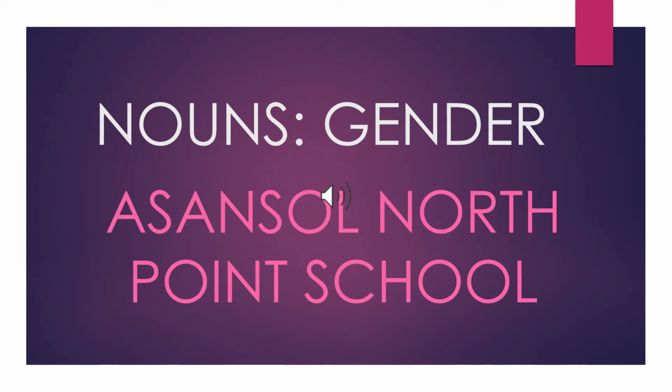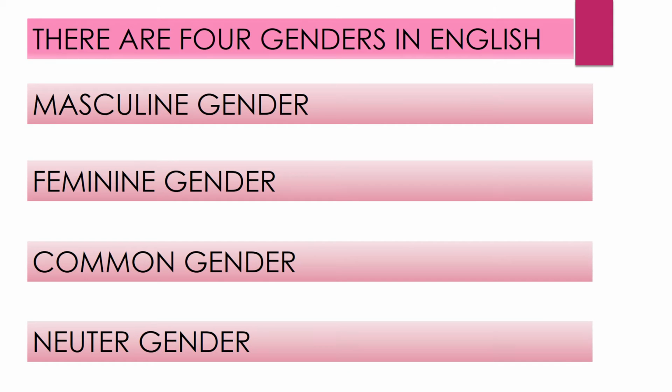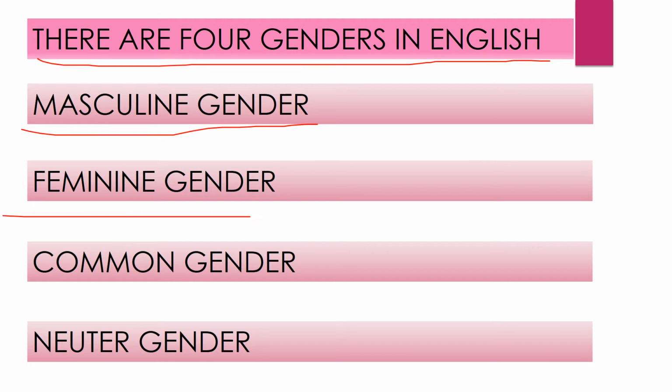Alright, so we have been studying from our childhood days about the genders. We have been studying that there are two types of gender, first masculine and the second is feminine. But in today's lesson, we are going to study about four types of gender: masculine, feminine, neuter and common gender. There are four genders in English: masculine gender, feminine gender, common gender, and neuter gender.